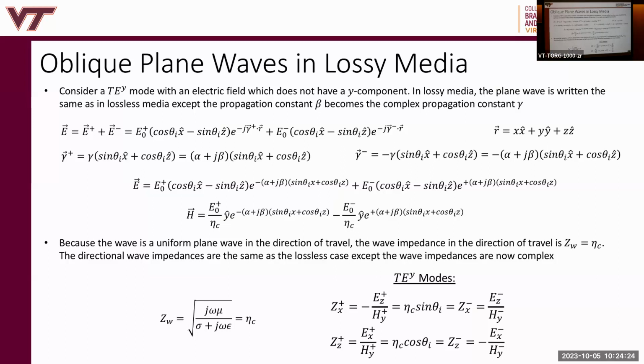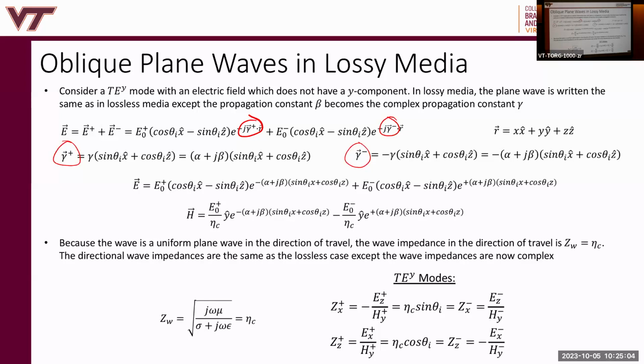So what did we do to handle oblique plane waves in the lossless case? We wrote the beta vector. We had to resolve our electric field and our magnetic field in the TE to Y, TM to Y case in terms of its two components along the axis. But then we also had to define the beta vector. We're going to do the same thing here, except now we're going to define the gamma vector, gamma plus and gamma minus. The electric field will still have the same decomposition. So the only difference in this case is we need to find what gamma plus and gamma minus are.